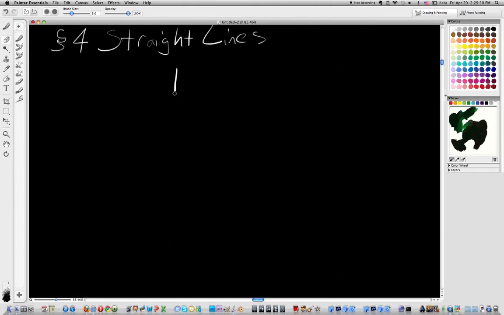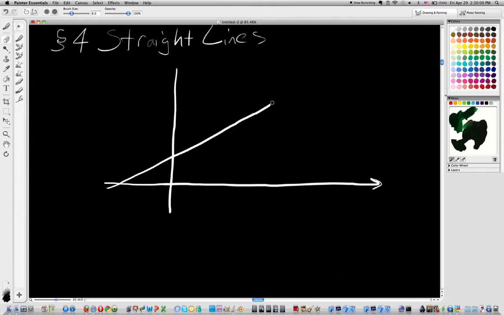So let's draw our Cartesian plane, and let's draw a line out on it, and two points, P(a, b) and Q(c, d).